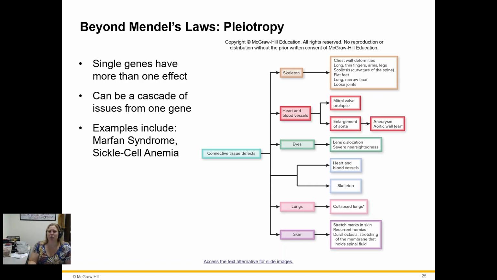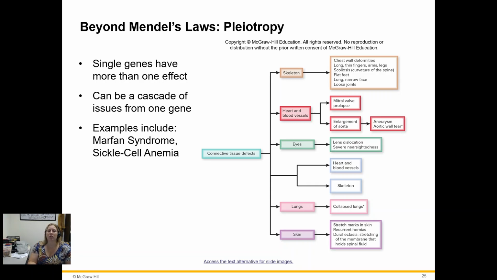But connective tissues hold your whole body together. So it makes sense that if you have a disorder in a connective tissue, you're going to see other things happening. Same thing with sickle cell anemia. Those are your red blood cells. They do so much work in your body. We're going to see a cascade effect from that. Okay, so those are the 4 different ways that we see things going beyond Mendel's dominant and recessive inheritance.